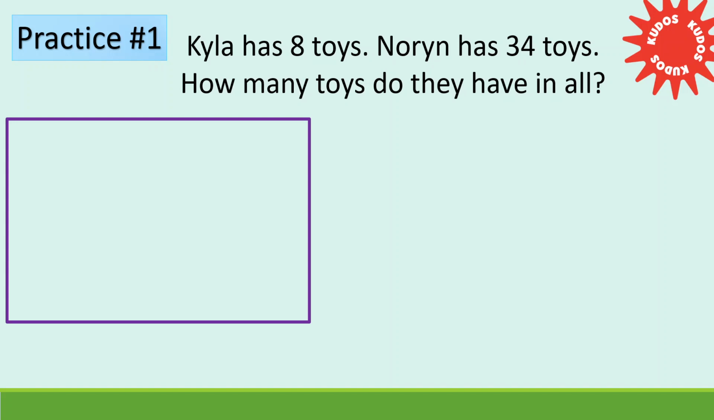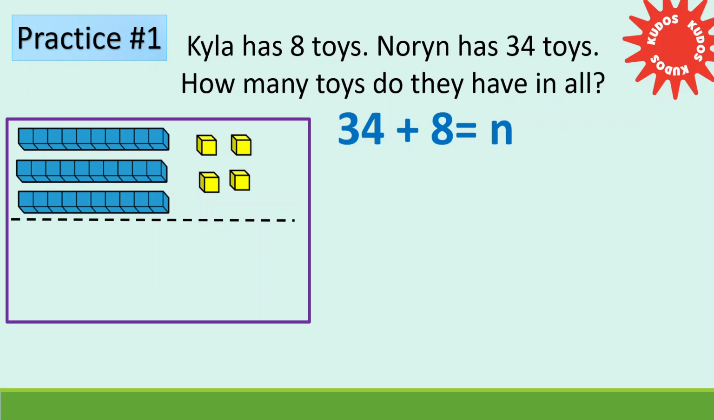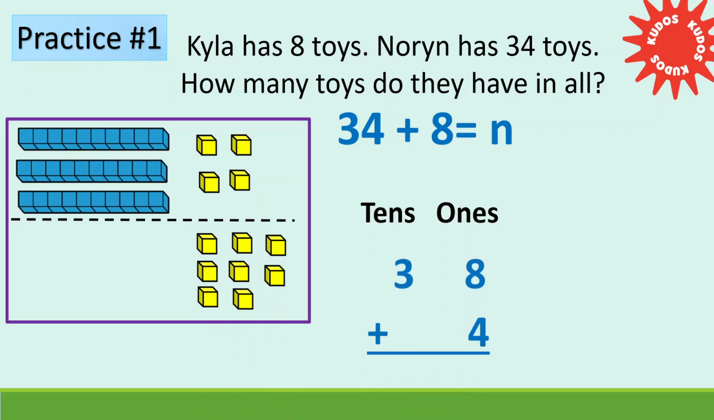Kyla has 8 toys. Noryn has 34 toys. How many toys do they have in all? So what is our addition sentence? Yes, it's 34 plus 8. Okay, let's represent 34 using the base 10 blocks. We have 3 tens and 4 ones. And then add more 8 ones. Alright, now let's write this in vertical form.